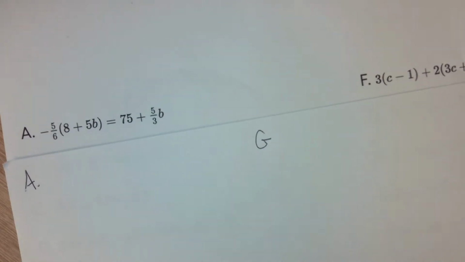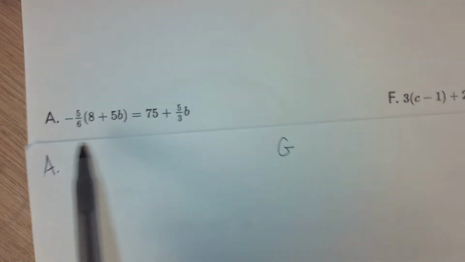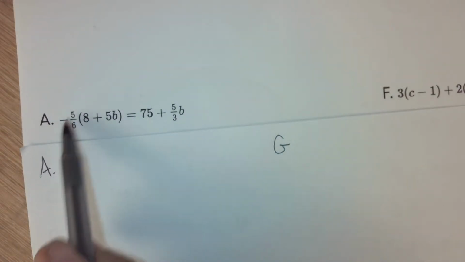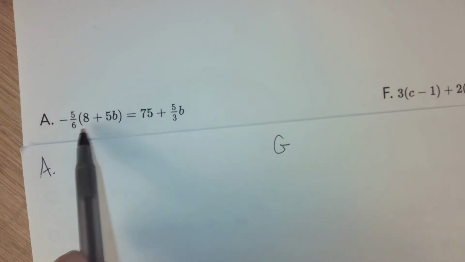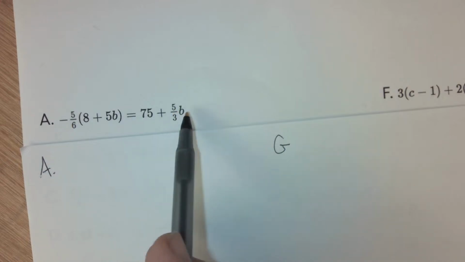So what do we have? I want to solve an equation. As you can see, at the beginning, there's a fraction. It's negative. A fraction times a number inside a parentheses equals 75 plus another fraction.